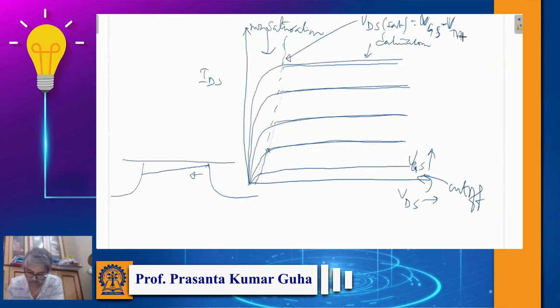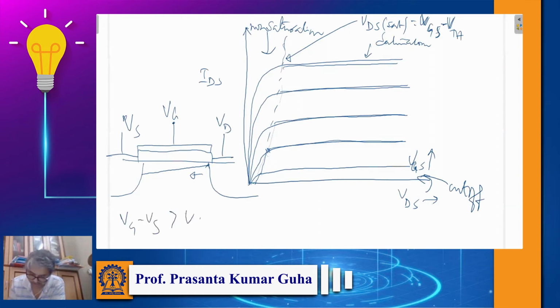You remember, for having the channel, the gate voltage should be sufficient. Here we have VG, here is VS, and here is VD. So VG minus VS should be greater than VTH. This is also true: VG minus VD should be greater than VTH. So all along the channel, this relation needs to be maintained so that the channel is formed, right? I think this is clear from the last class discussion.